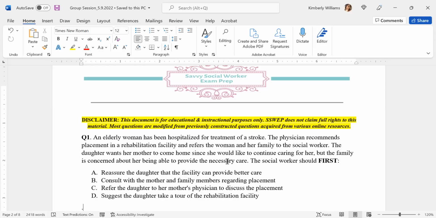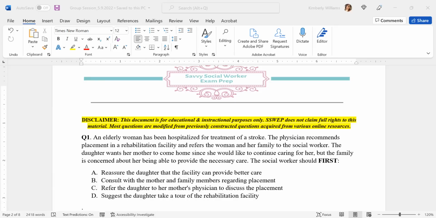I chose the beginning because it says the physician recommends placement in a rehabilitation facility and refers the woman and her family to the social worker. So I just went off refers. Okay, so you went off one word. Before we clear that one up, tell me what the presenting problem is then. What is the presenting priority issue? Anybody? Okay. Placement.